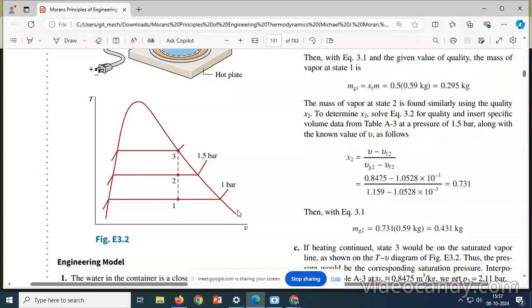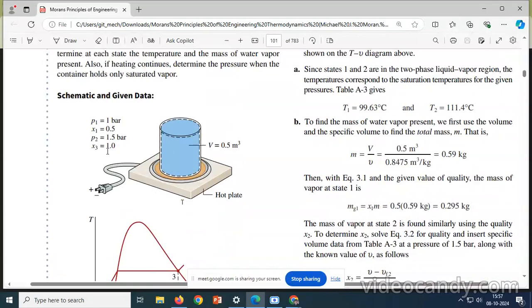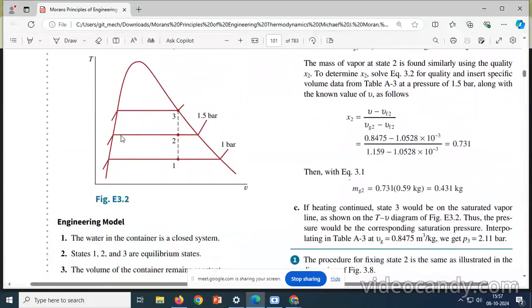Now the question comes: what about the points they have given at 1 bar and 1.5 bar? They are heating from 1 bar to 1.5 bar. So while heating from 1 to 1.5 bar, what changes are we going to observe? In between, they told us x1 is 0.5 when the pressure is 1 bar. What is x1? X1 is the quality of the mixture. So at point 1, the particles are a 50% mixture of liquid and 50% vapor. That is what they have mentioned.